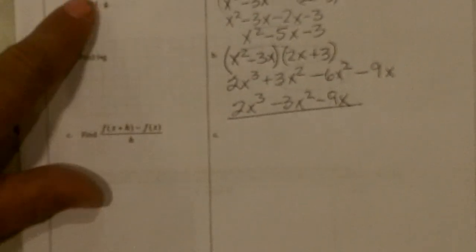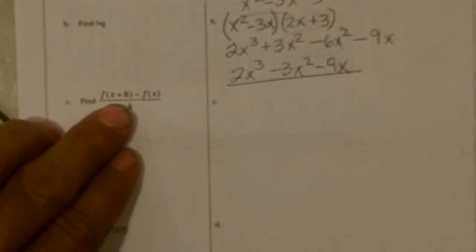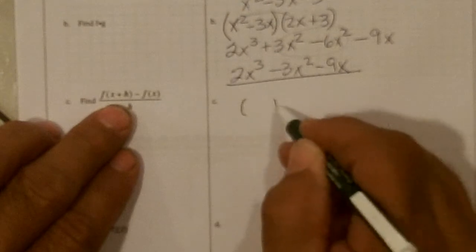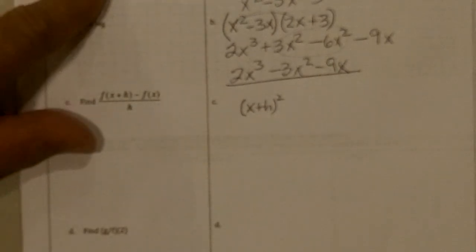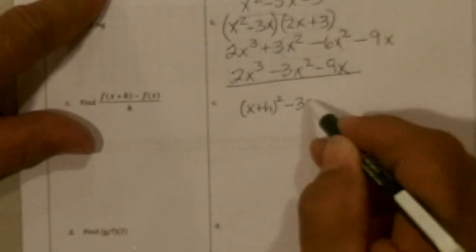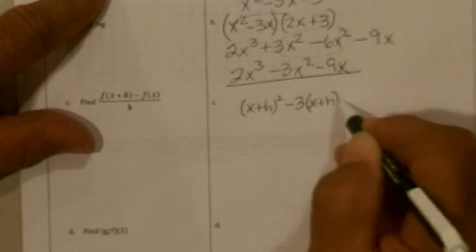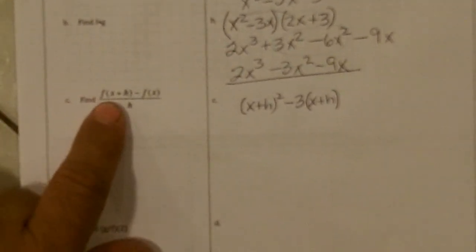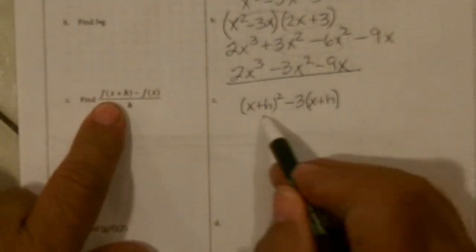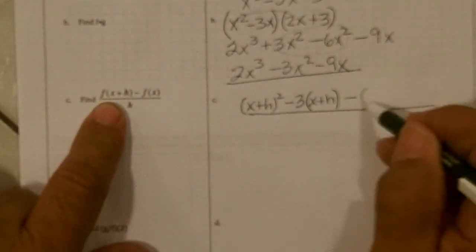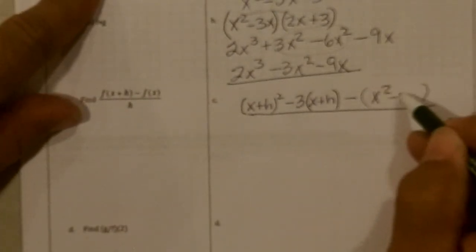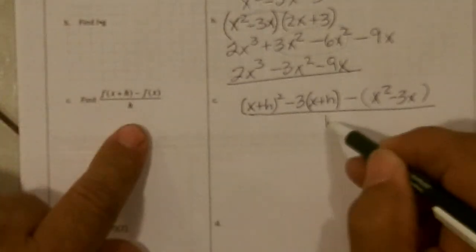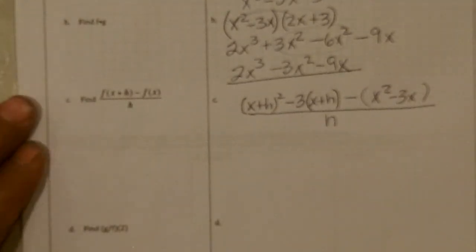It says use f, the x squared minus 3x. Put x plus h in place of the x's. So I get x plus h squared, because I'm putting x plus h in place of the x's. Then I have minus 3x, but in place of the x, I'm putting x plus h. And that's what f of x plus h is. Minus. So I've got to distribute the minus to f of x, which was x squared minus 3x, over h. And we're supposed to simplify this.